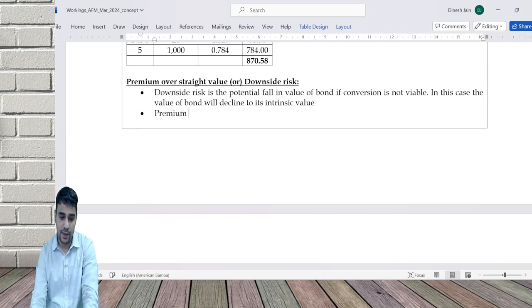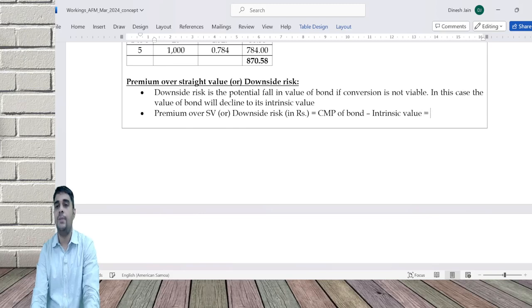Premium over straight value or downside risk, whatever name you want to give, in rupees, is equal to current market price minus intrinsic value. Current market price of bond. See, again I'm repeating, I don't remember any of the formula. Be clear on the logic, because there are 10-12 formula which are going to come. If you are clear on the logic, you can write the formula accordingly. Current market price of bond minus intrinsic value.